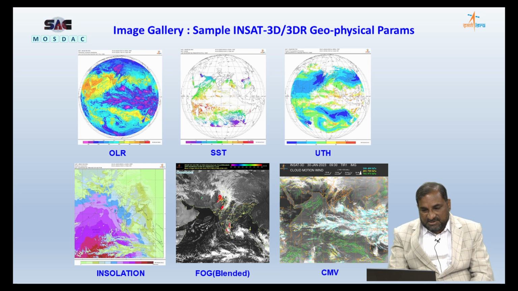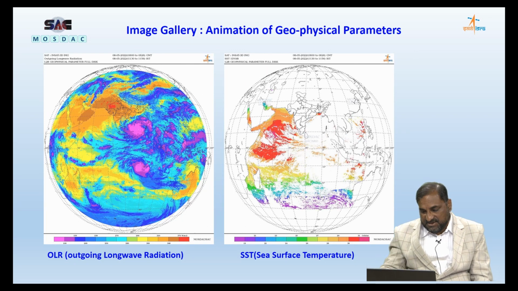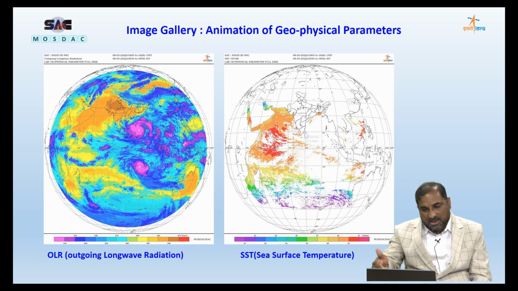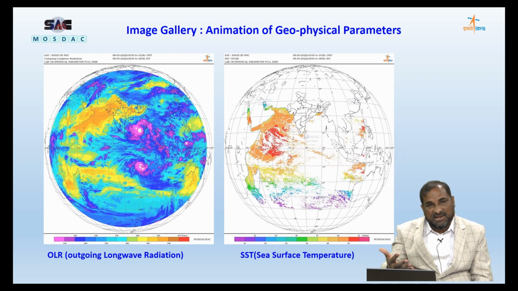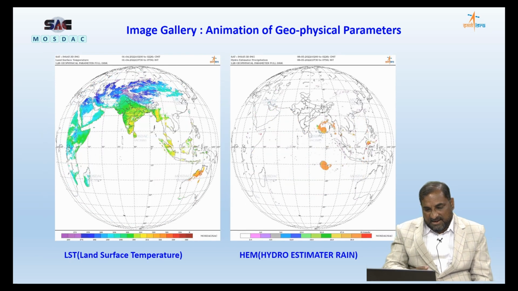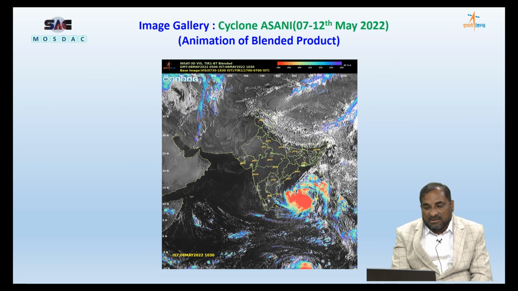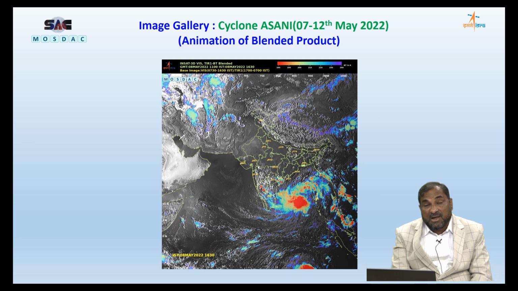This slide basically shows sample OLR, outgoing longwave radiation, sea surface temperature SST, UTH, upper tropospheric humidity, insolation, fog, blended image, and cloud motion vectors. Then this is the animation of OLR and SST. These are the few animations that I have put. This animation facility can be seen in the image gallery, but a few samples I have put here for visualization purposes, like LST, HEM.